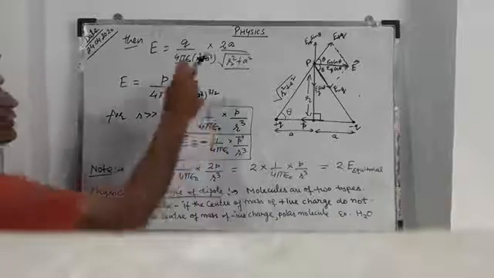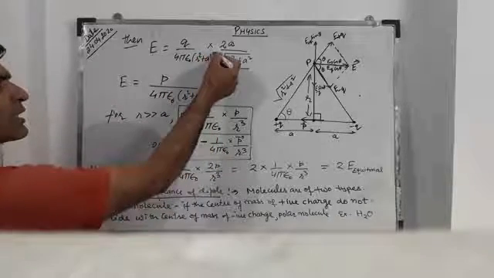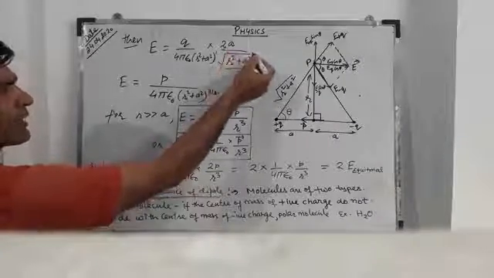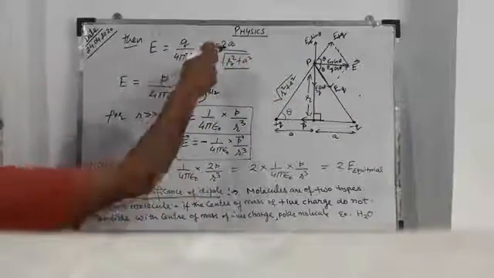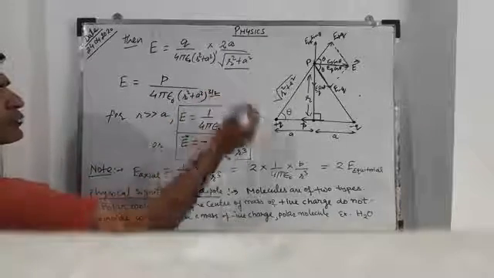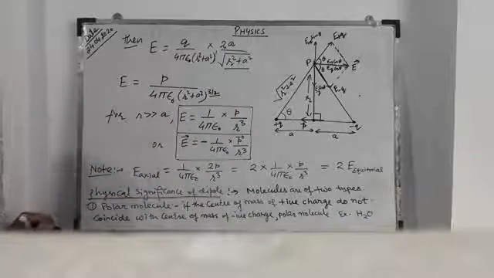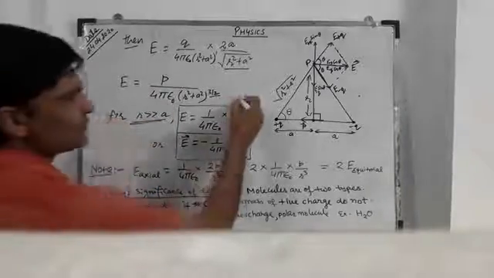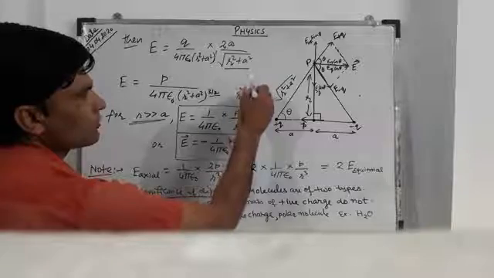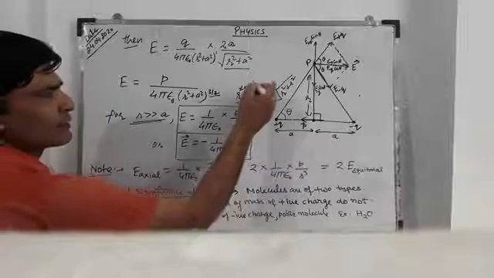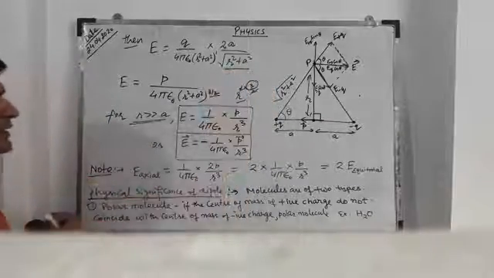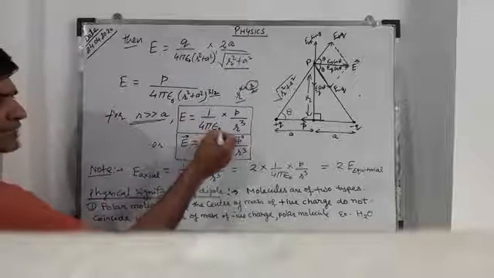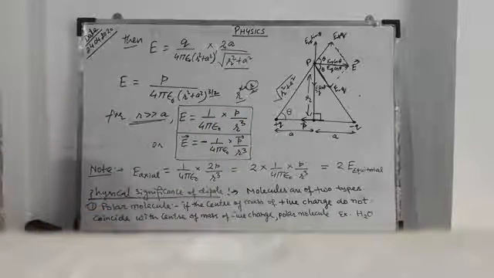It is 3 by 2 because r square plus a square has the power 1 and the square root of r square plus a square has the power 1 upon 2. So 1 and 1 upon 2, then the total power is 3 upon 2. For r much larger than a, we get r square to the power 3 by 2, so the total power is 3. Then we get E is equal to 1 upon 4 pi epsilon naught p upon r cube.